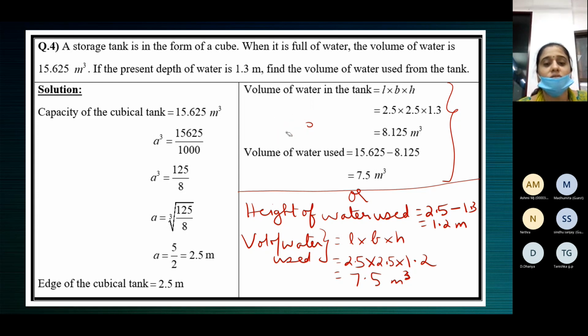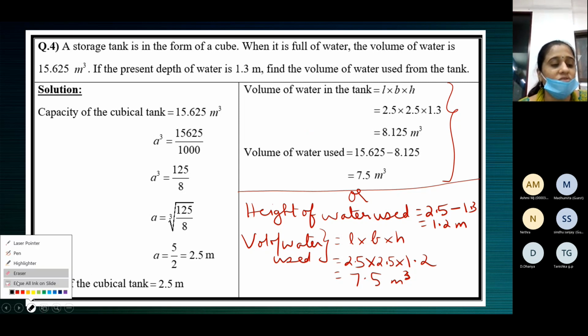Understand, children? Please take down this OR part because you don't have it in your book. Please take down this OR part now.